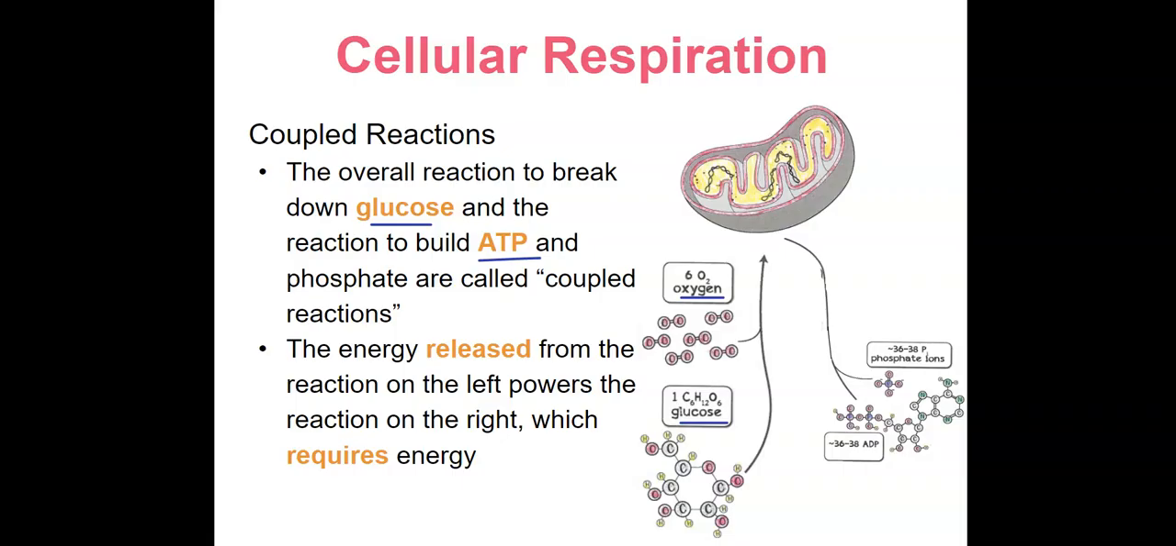And then energy is actually released from this reaction, right over here on the left. So this reaction of putting in glucose and oxygen, and then the energy that's left over powers the reaction on the right, which does require a little bit of an energy input. So it's kind of confusing, but in your notes you can see how glucose and oxygen are going into the mitochondria, and then what's coming out is carbon dioxide, water, and then ATP. Okay, so those are our products of cellular respiration.